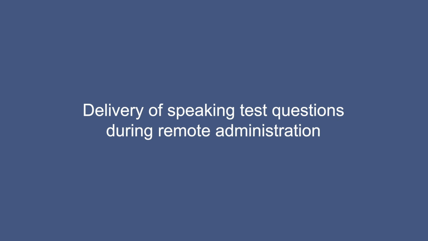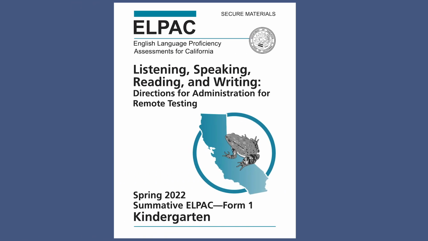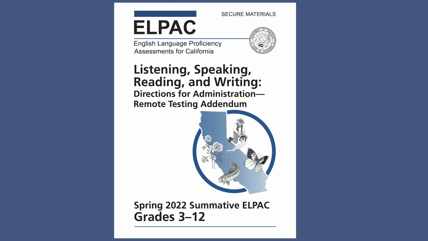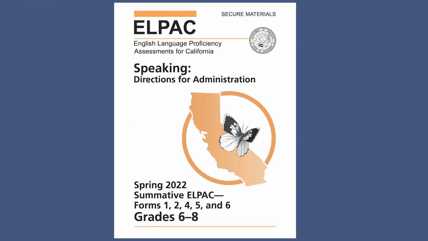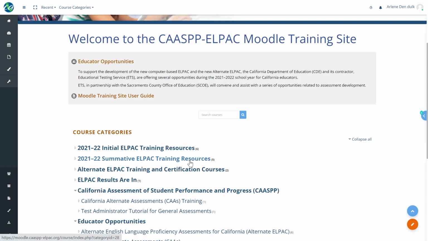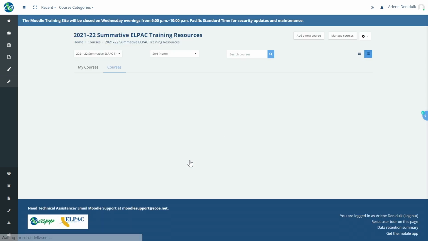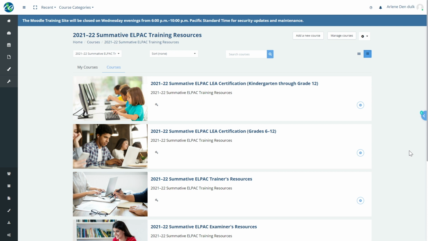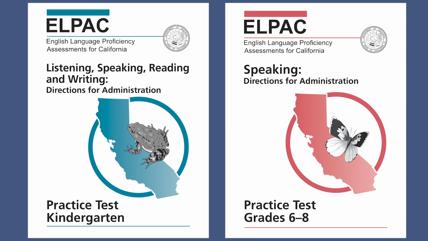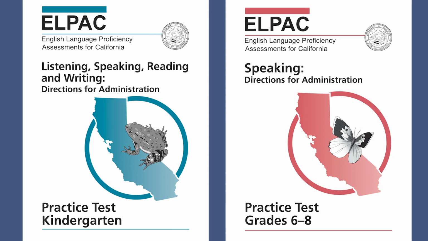It is recommended that you view this video with the following documents: the Kindergarten Summative ELPAC Remote Directions for Administration, or DFA, the Grades 3 through 12 Summative ELPAC Remote Testing Addendum, and the Grade Span 6 through 8 Summative ELPAC DFA. This video only partially demonstrates each task type. Training administration and scoring videos that fully demonstrate each speaking task type are located on the Moodle training site. For the purposes of this video, we will be using the ELPAC practice test.